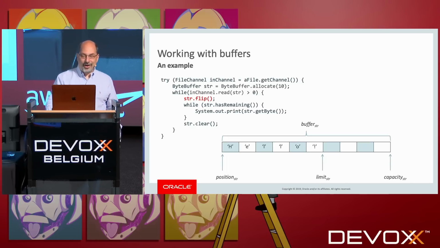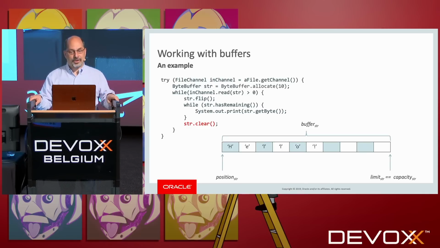I got that backwards. Okay, and then I loop through saying, get me a byte, and that has the effect of moving the position forward each time I read a byte. And eventually, when I've read all the bytes, I get to the end, I clear it, and it resets the pointers. It doesn't erase the data. The data is still in the buffer, but it just resets the pointers.